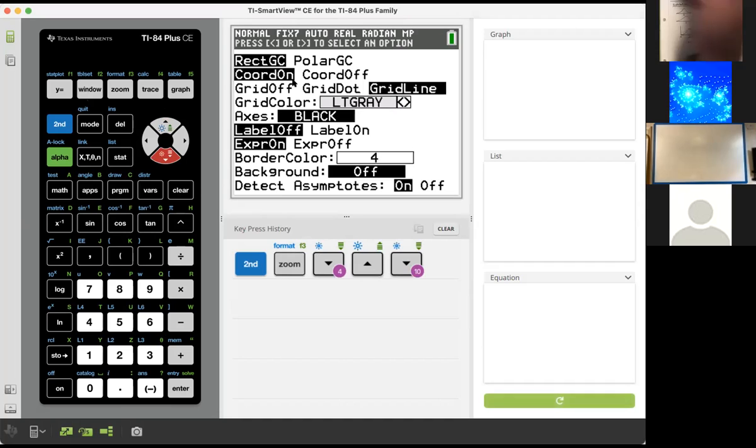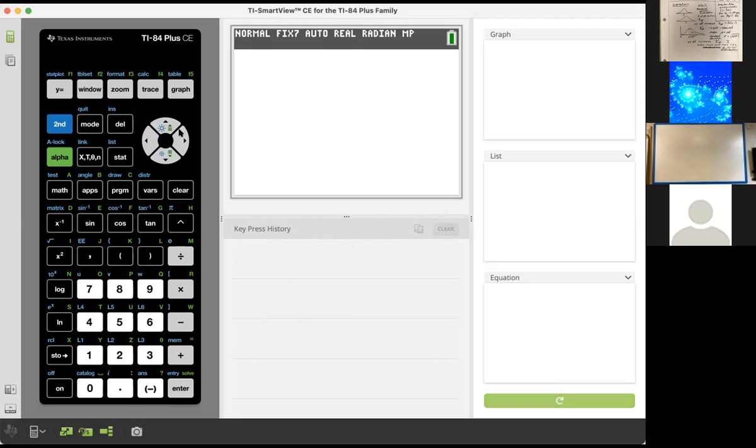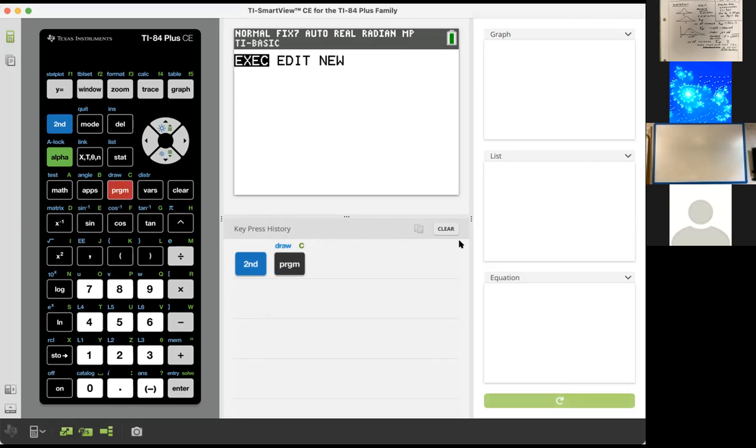Oh, okay. I see what button I'm looking for. I'm looking for this draw button. So let me get out of here. Clear this so you don't see this again. Let's look at the draw button, and not the program button. Okay.